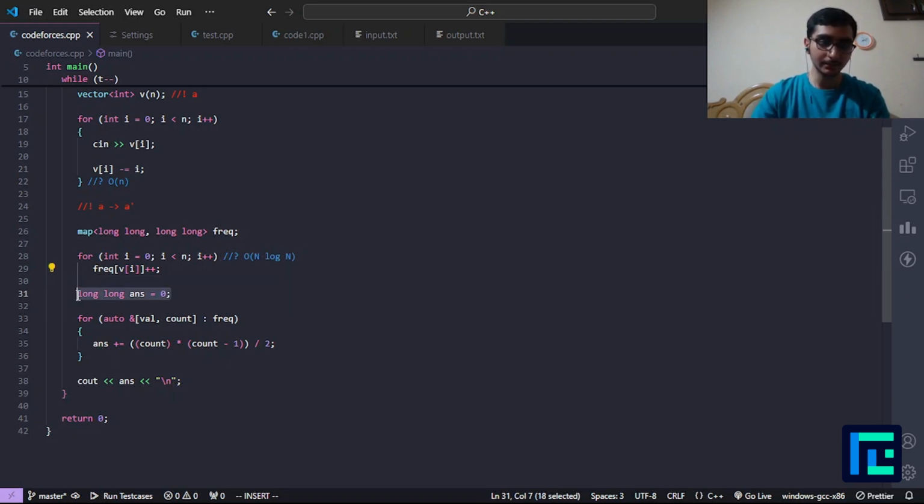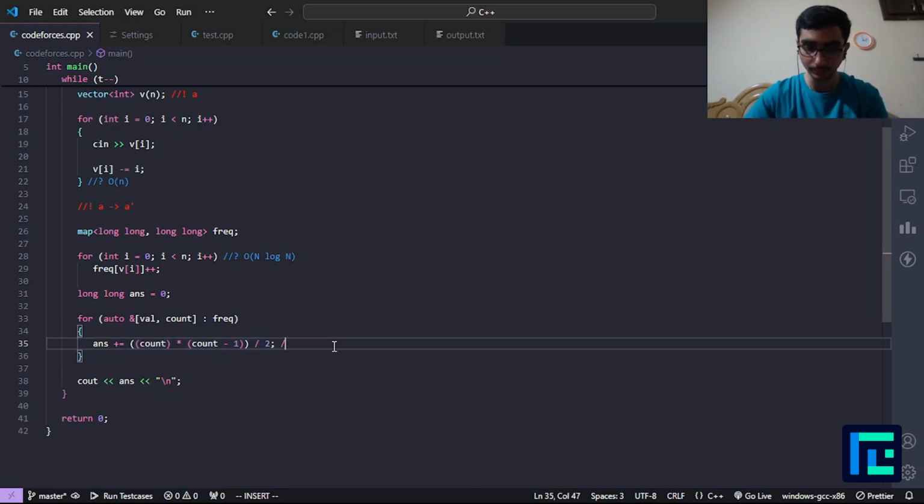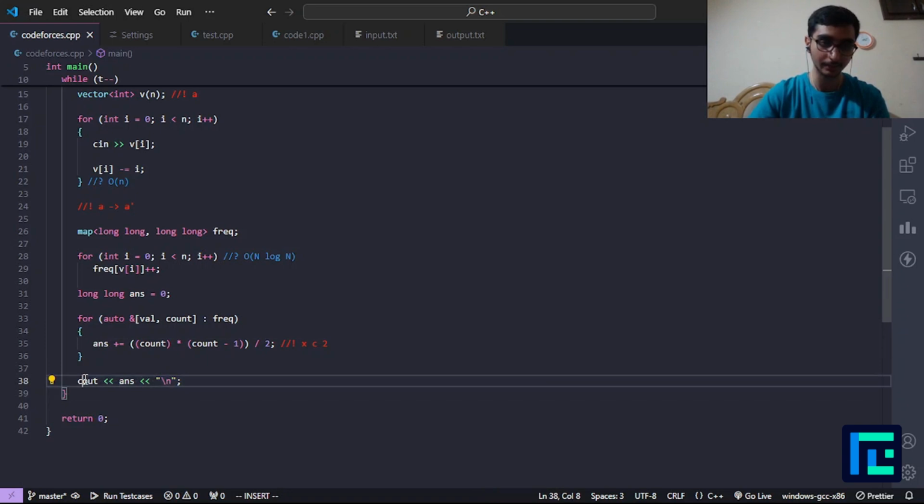Now we create our answer, and then we iterate through our map, and for every key, we do the xC2 for every value, right? So this is key and this is value. Count is the frequency dot second. So count into count minus 1 by 2, which is basically xC2, as I discussed in my explanation, and we keep adding it to the answer, and in the end we output our answer.